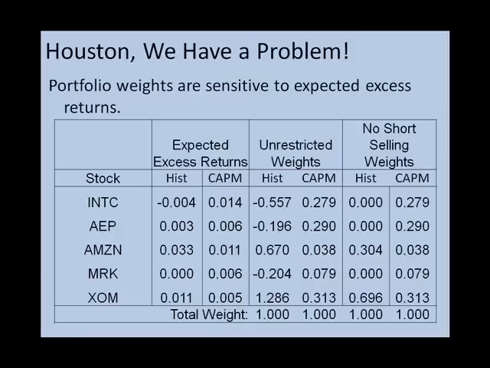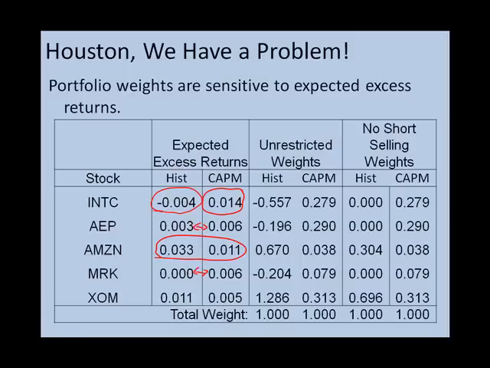Consider Intel. Based on the historical approach, Intel is expected to earn slightly negative returns each month, whereas the CAPM says that Intel is expected to earn over 1% per month. We could also look at Amazon, expected to earn 3% per month using the historical approach, but only 1% a month according to the CAPM. We observe differences for all the stocks.